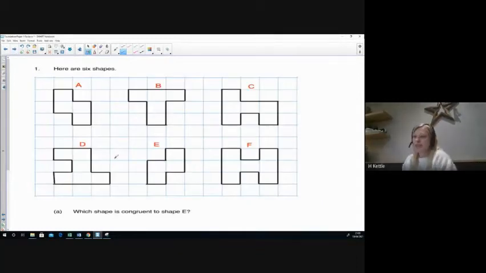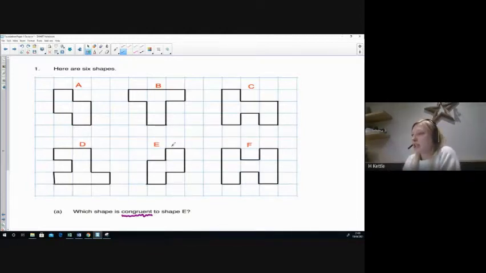Okay, here are 6 shapes. Which shape is congruent to shape E? So this is really just testing your definition of the word congruent. And congruent means that those 2 shapes are exactly the same. You can turn them, rotate them, or you can flip them over, reflect them. But essentially, if you cut them both out, you could fit them exactly on top of each other. So if you cut them both out on paper, they would fit exactly on top of each other.